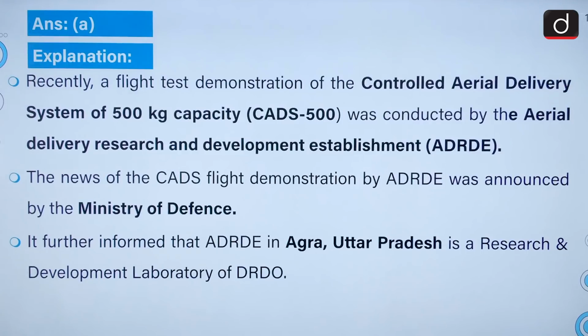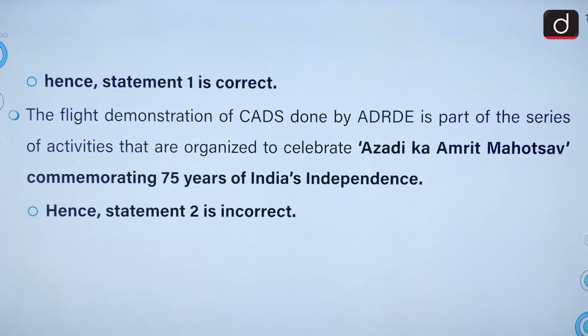Recently, a flight tested demonstration of controlled delivery system of 500 kg capacity was conducted by the Aerial Delivery Research and Development Establishment. The news of CADS flight demonstration by ADRDE was announced by the Ministry of Defence, and it further informed that ADRDE in Agra, Uttar Pradesh is a research and development laboratory of DRDO. The flight demonstration of CADS has been a part of the Azadi Ka Amrit Mahotsav commemorating 75 years of India's independence.